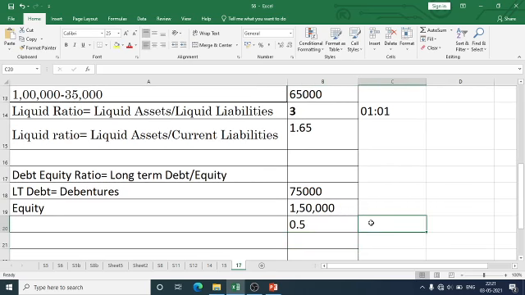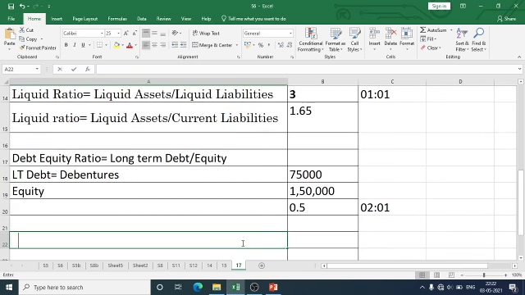So the ideal debt equity ratio is 2:1. Means you can go for at least twice the equity. But here the debt equity ratio is less. Equity is greater than the debentures. So here the company is preferring the equity capital over the debt capital. So that is the interpretation we can give with respect to debt equity ratio.